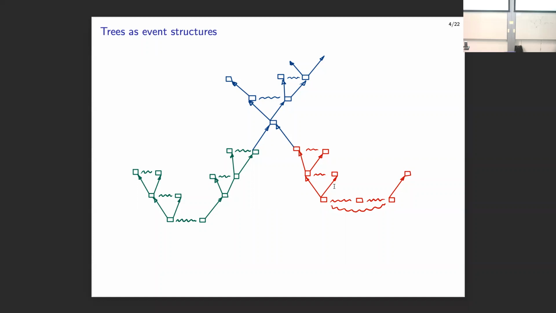Yeah. So we have a directed acyclic structure. Do you ever have cycles as well? Not in event structures, and not in configurations of event structures.